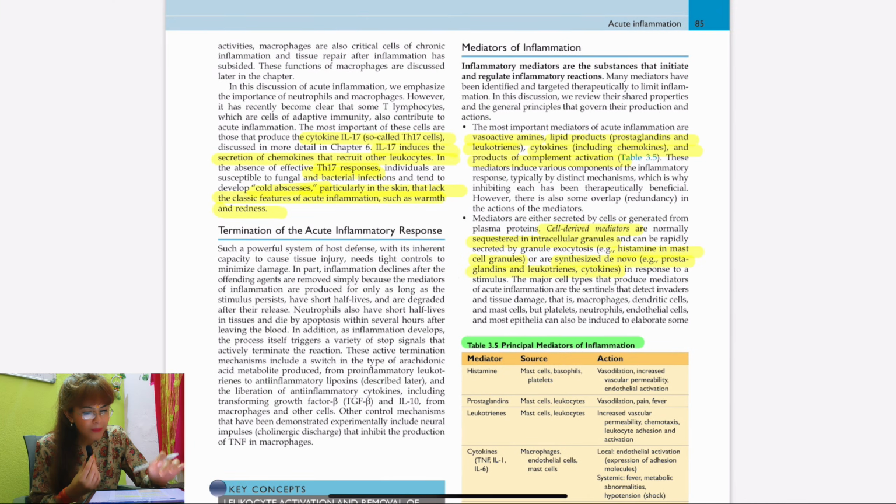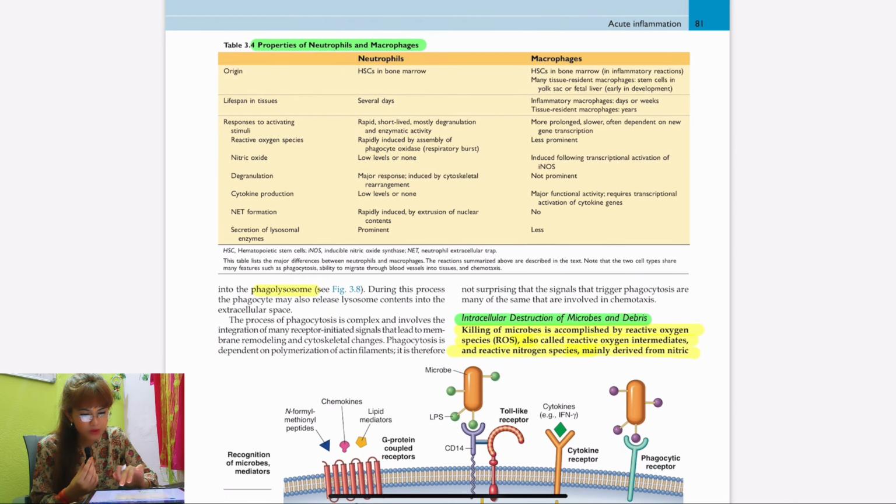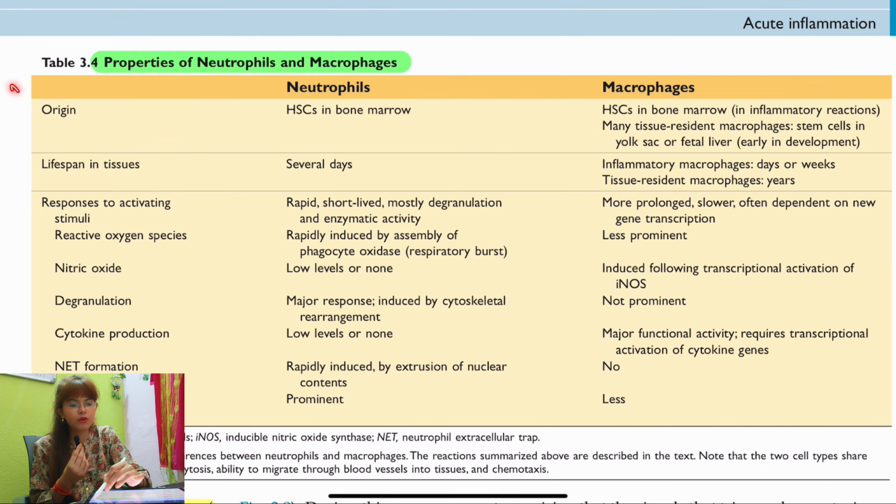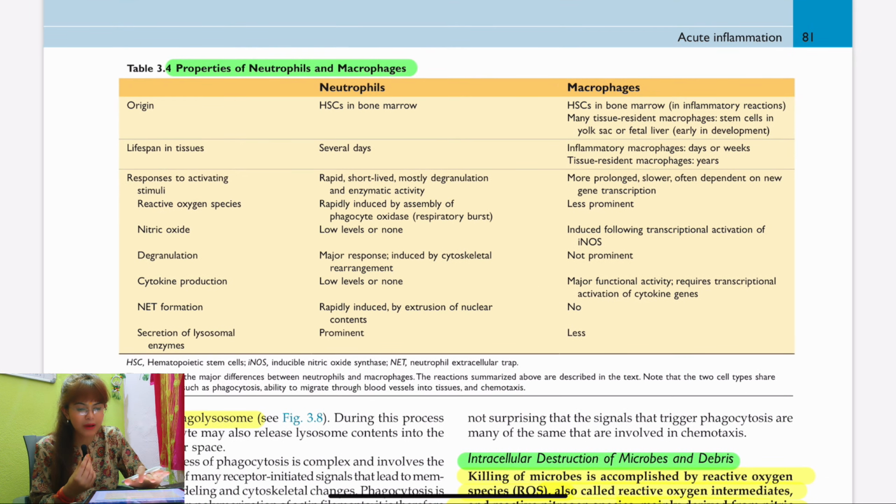So coming to the mediators of inflammation, I think here I've missed out one. Yes, so this is again an important chart which you have to keep in mind and keep marked for your MCQ based exams. So the origin is obviously the bone marrow. There's not much difference here, but what differences are there in the responses to activating stimulants? Rapid. This is a more prolonged response.